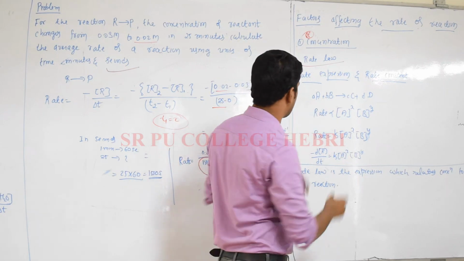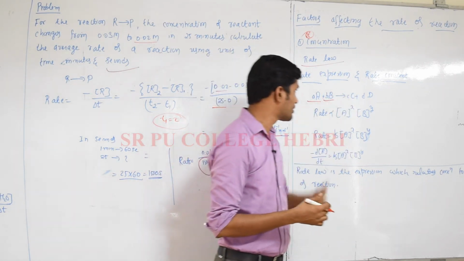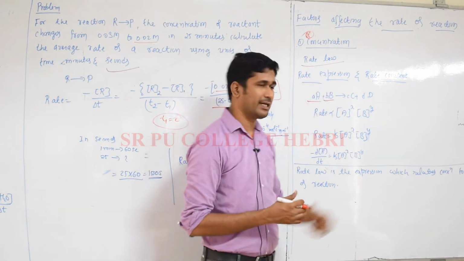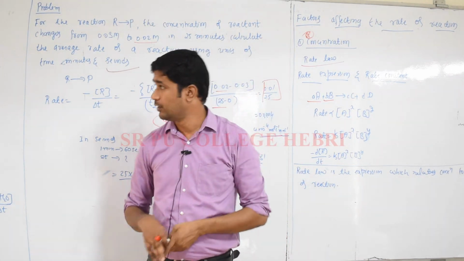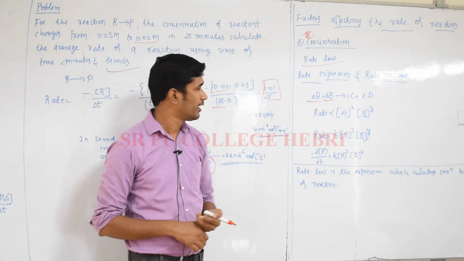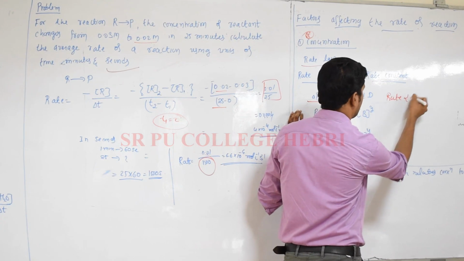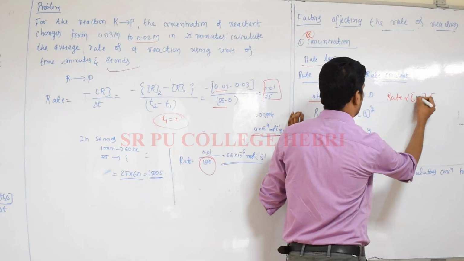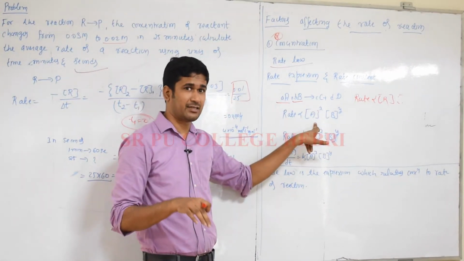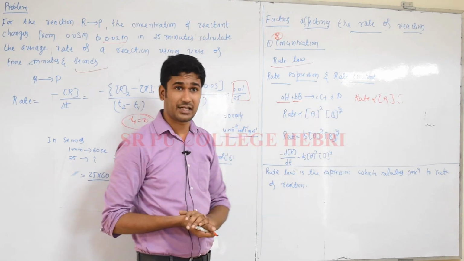Now I have taken one reaction in which a moles of A react with b moles of B and produce c moles of C and d moles of D. The rate of any chemical reaction is directly proportional to the molar concentration of reactant present in the reaction mixture. Mathematically you can say that rate is directly proportional to the molar concentration of reactant, but in the reaction mixture some other factors also affect. So what is that? That is the power of these concentration terms.